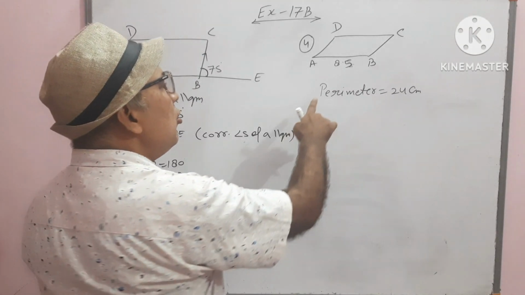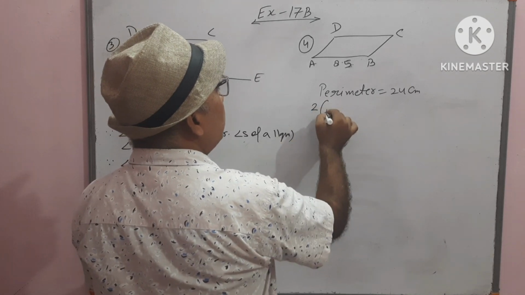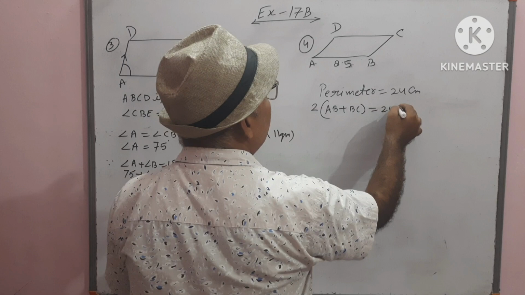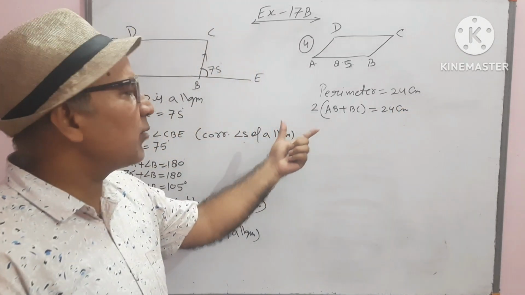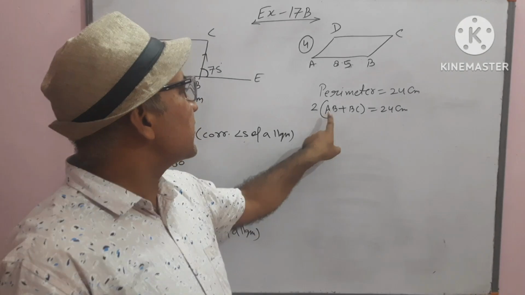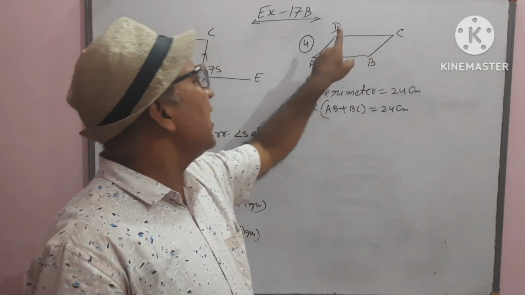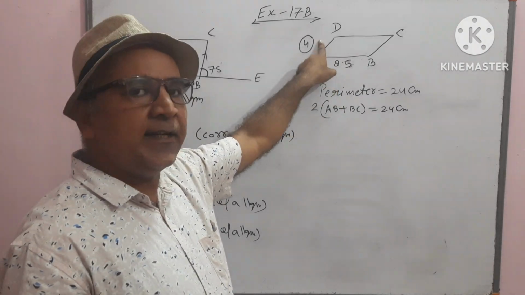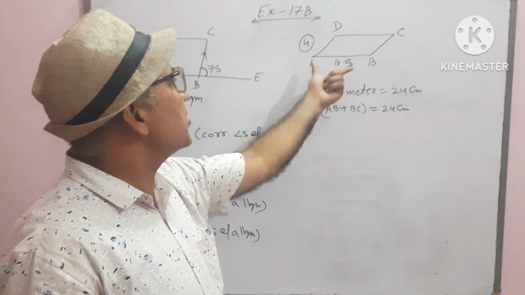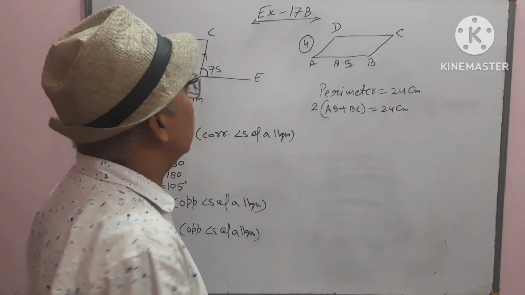So just see, what is the formula for perimeter? 2 into the sum of the adjacent sides. Yes children, this is the formula for the perimeter of a parallelogram. 2 into the sum of adjacent sides: AB plus BC, otherwise AB plus AD. In a parallelogram opposite sides are equal. That is why you can write AB plus BC, and you can write AB plus AD also.